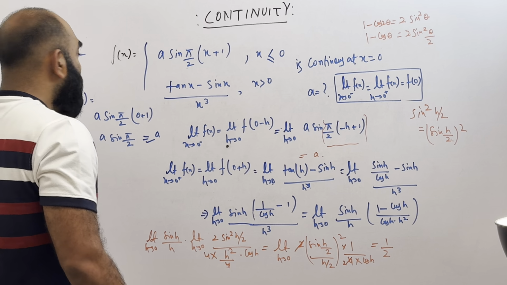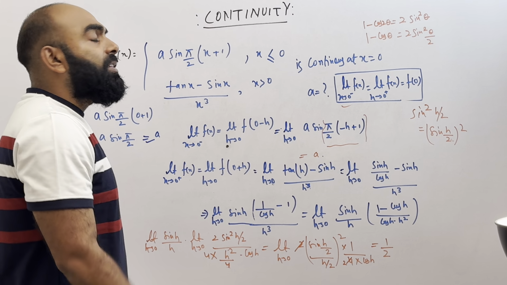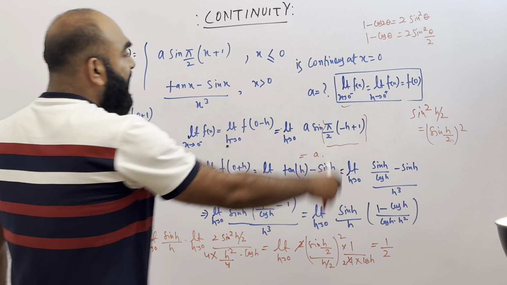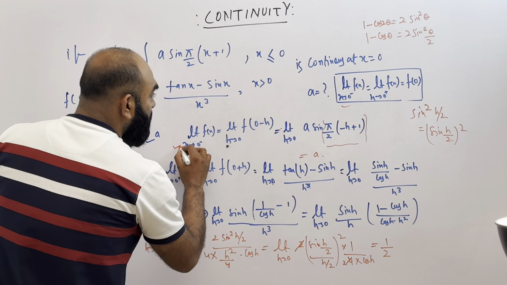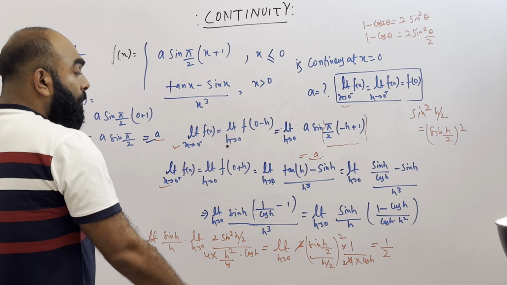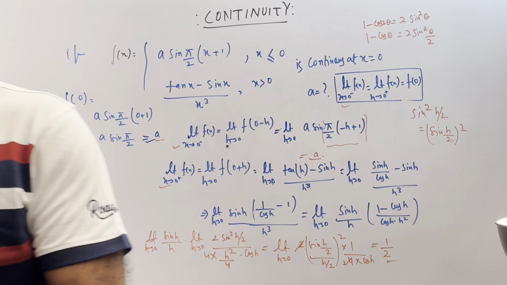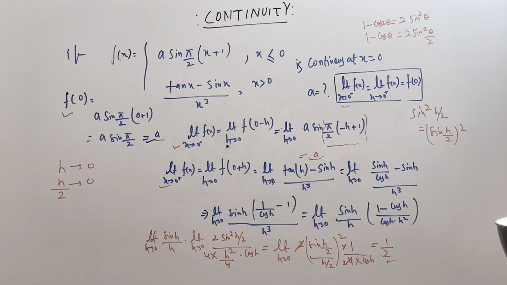Since the given function is continuous, the limit as x tends to 0 minus is a, f of 0 is also equal to a, and the limit as x tends to 0 plus is coming equal to 1 by 2. So I can say the value of a is equal to 1 by 2. Clear? Note it down, please. This is a very, very important question.